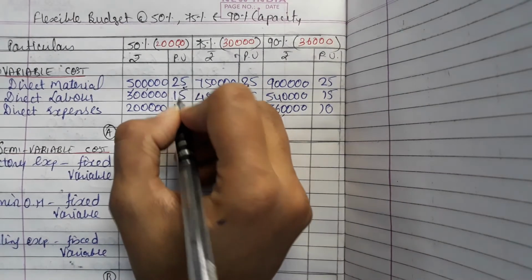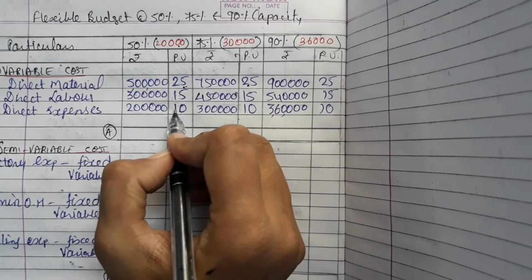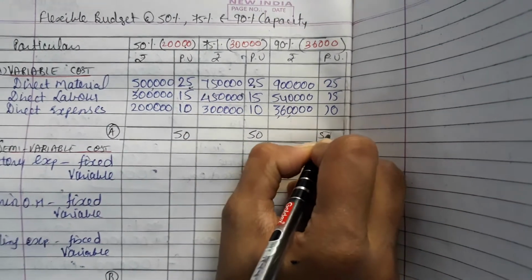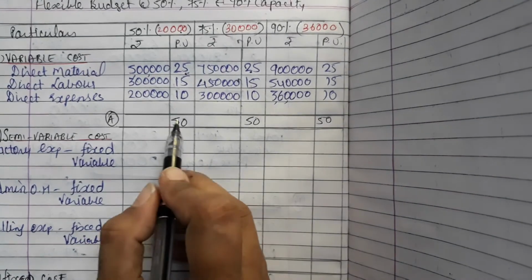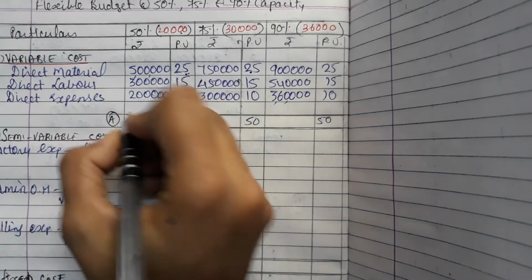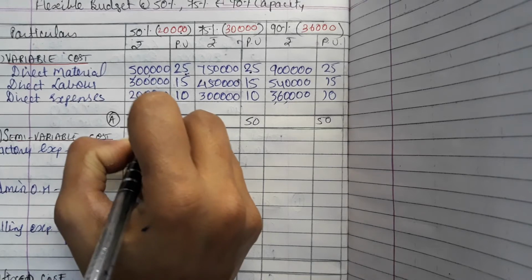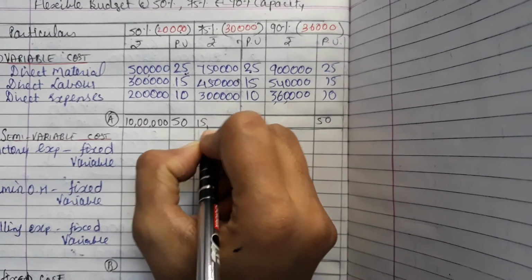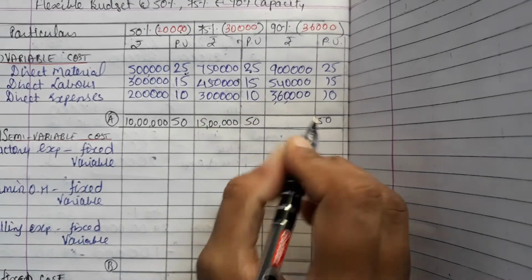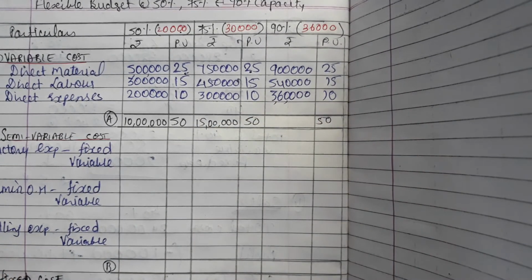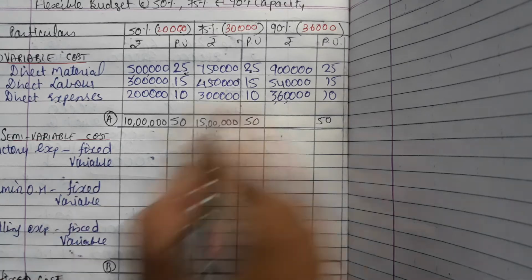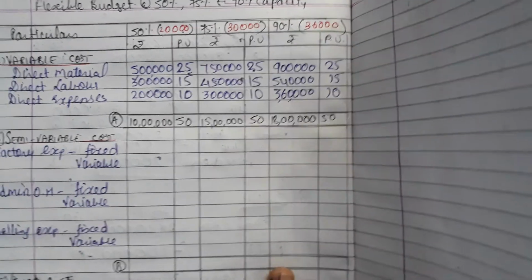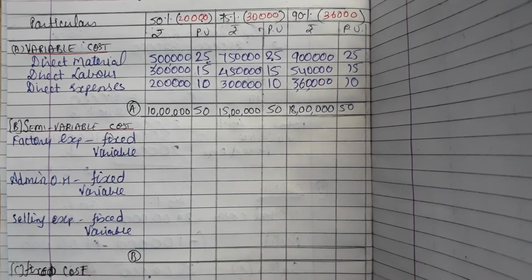So 25 plus 15 plus 10, 50 rupees per unit at all the levels. Shortcut: 50 into 20,000, so 10 lakhs rupees. 50 into 30,000, 15 lakhs rupees. And 50 into 36,000, so 18 lakhs rupees. Clear? So this is our variable cost.